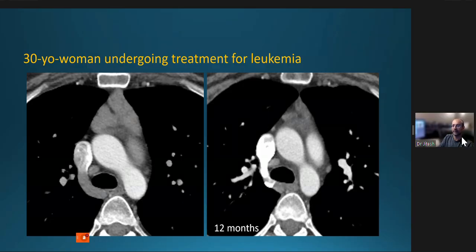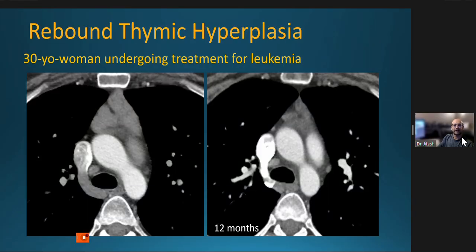So in this case, we do not need MRI. We can just ask the patients to come back in a few months, and then we can just do a follow-up imaging and see the evolution of these cases. So these are the rebound thymic hyperplasia.